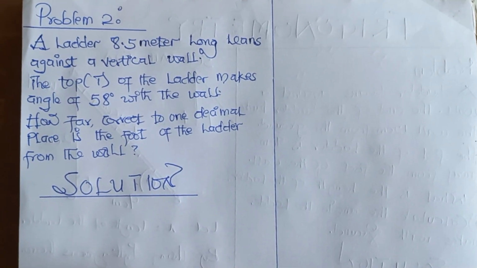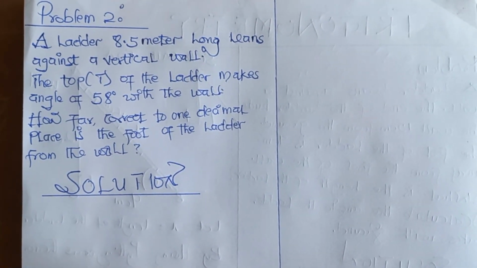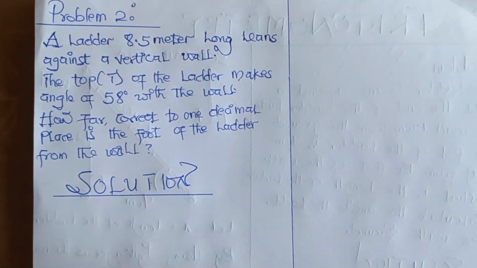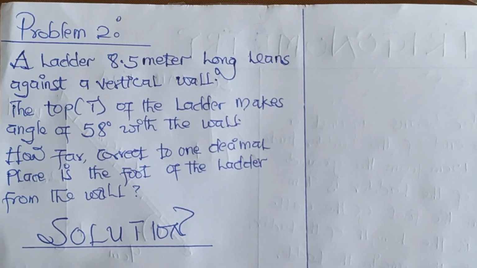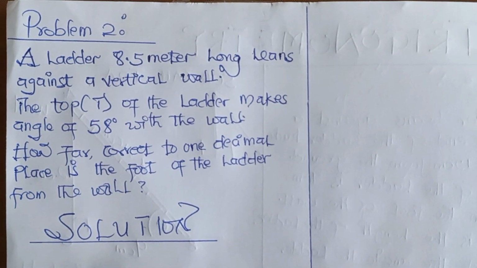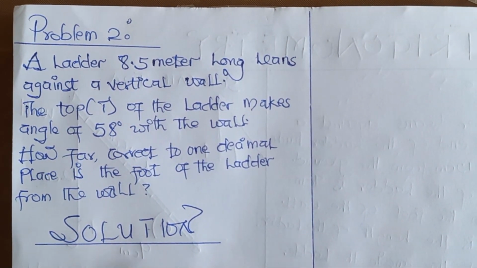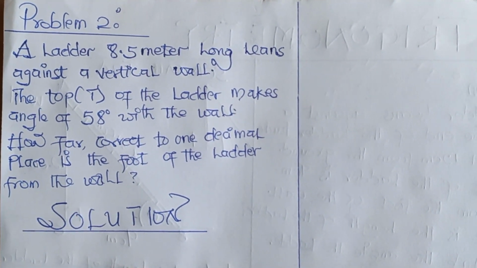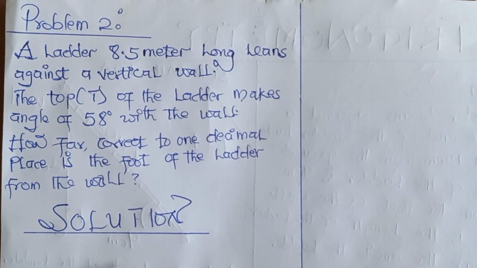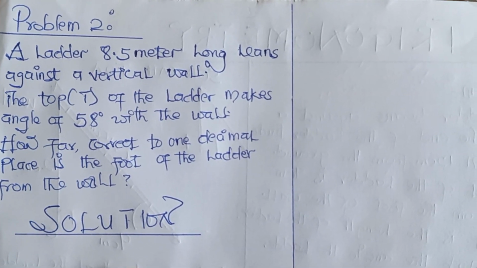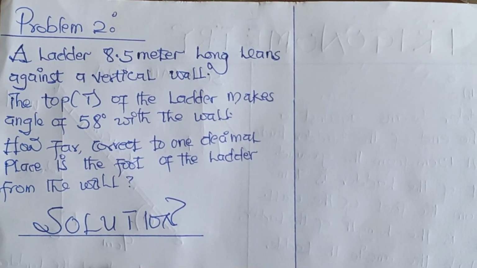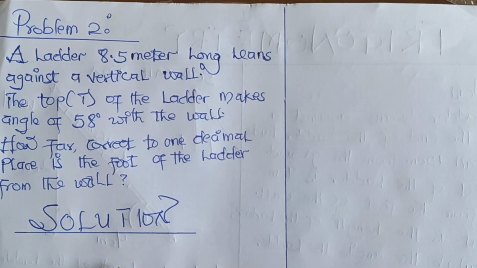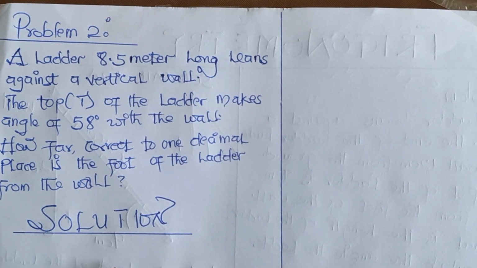So this is part 2 of the trigonometry we did. Good. So the question is: a ladder 8.5 meters long lies against a vertical wall. The top, which is T, of the ladder makes an angle of 58 degrees with the wall. How far, correct to one decimal place, is the foot of the ladder from the wall?